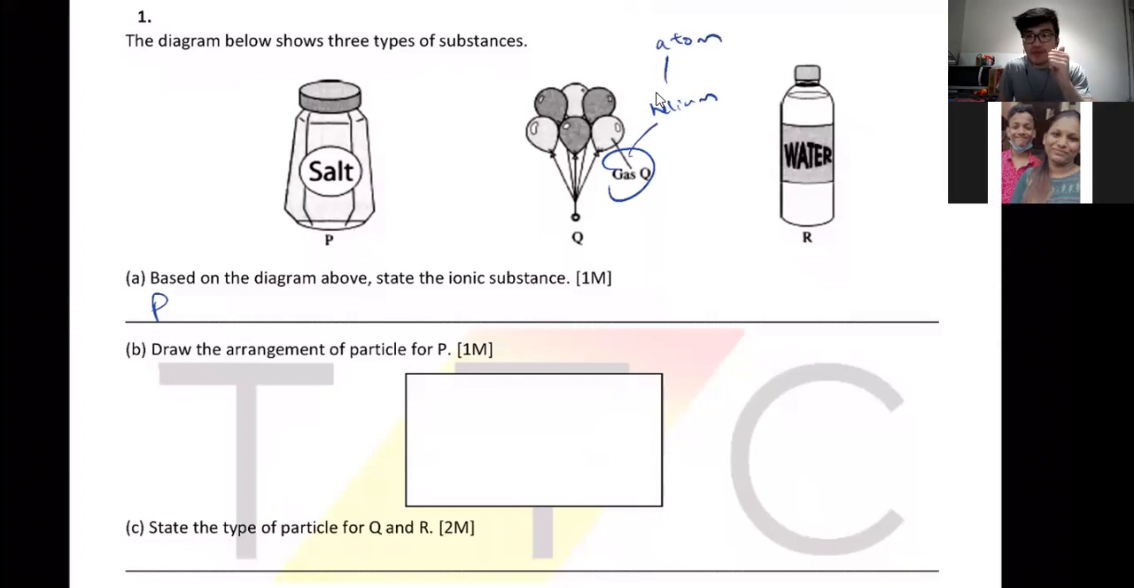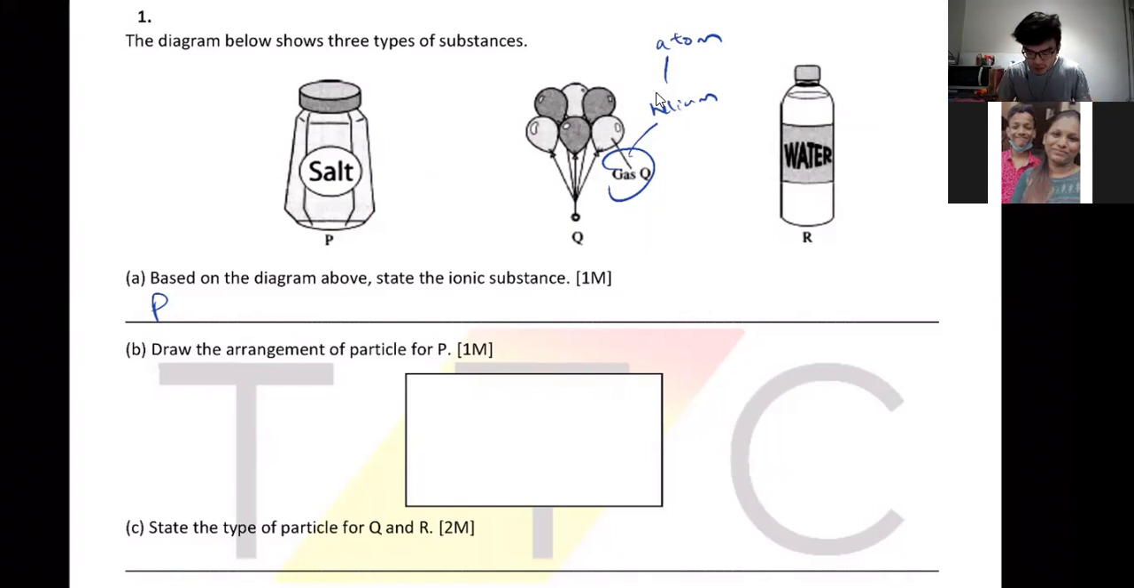If something is made from atom, they are mostly metals, unless they state that it's a group 18 gas. Remember what is group 18? Kumpulan 18, all the very stable gases, your helium, argon, krypton, xenon. Those are the very stable gases. They are the only gas that exists in atom. All other gases are all molecules.